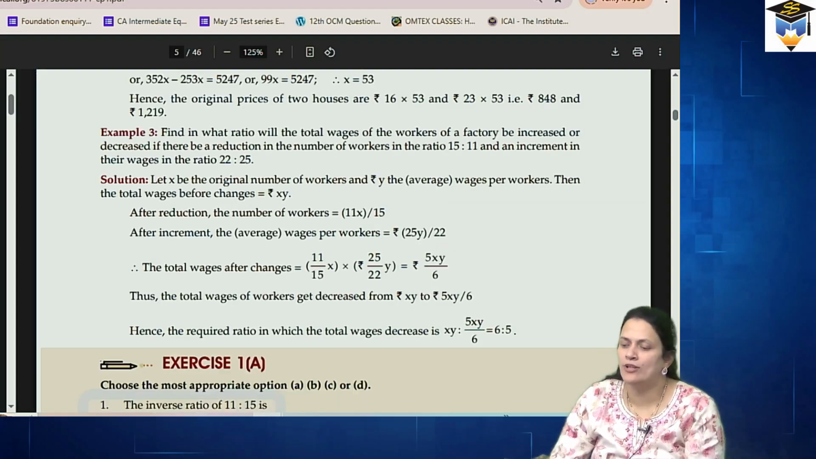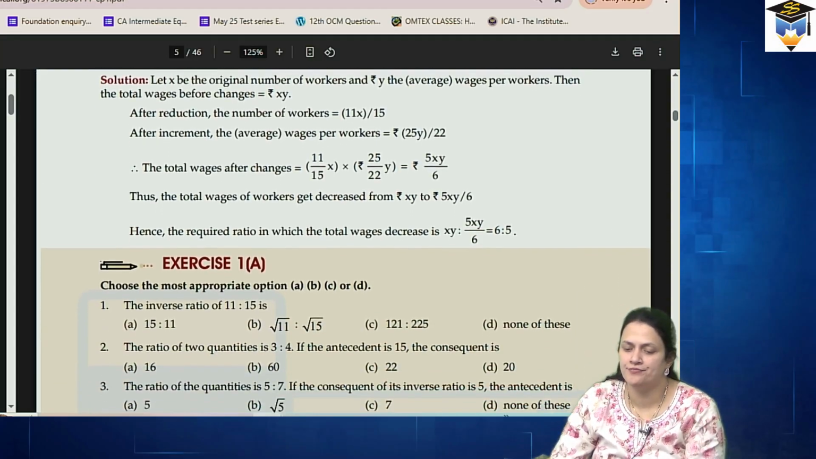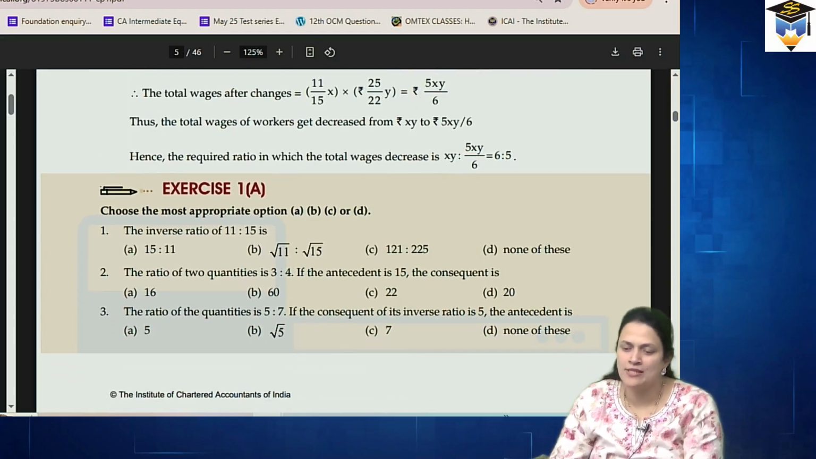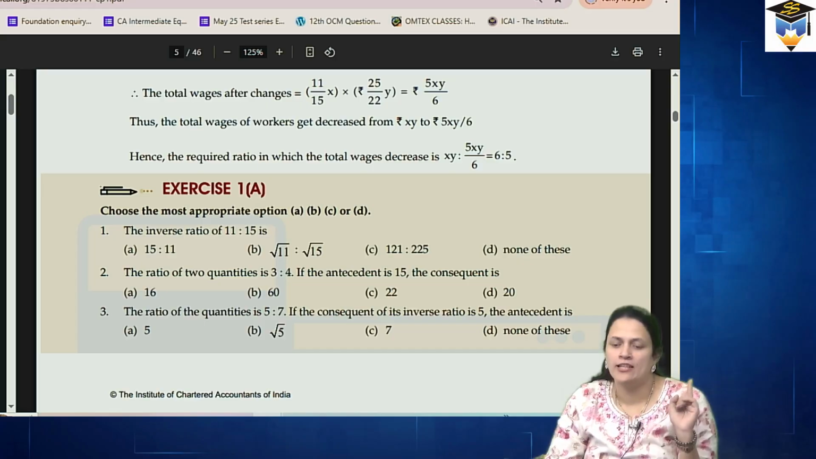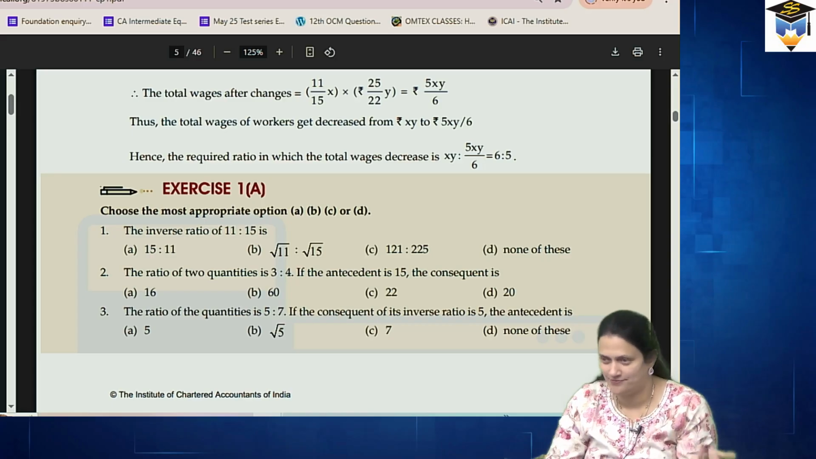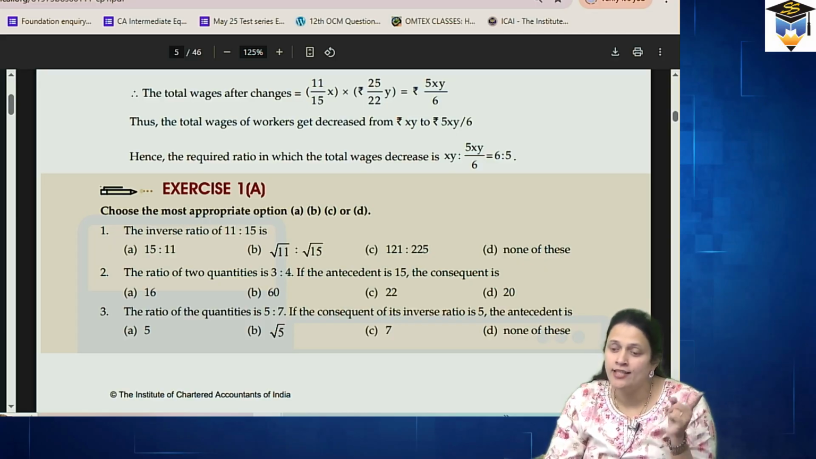Okay, so now let us move to the exercise part. The first 3 sums are going to be solved by you because they are very easy. Okay, I want you to try all the sums. The inverse ratio of 11:15 is? The ratio of two quantities 3:4 is given to us. If the antecedent is 15, find the consequent.